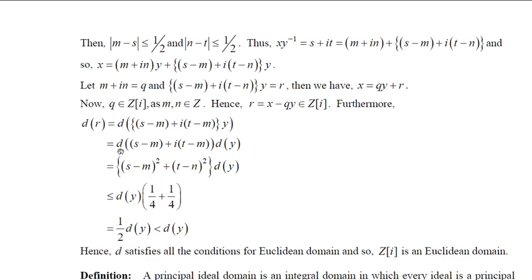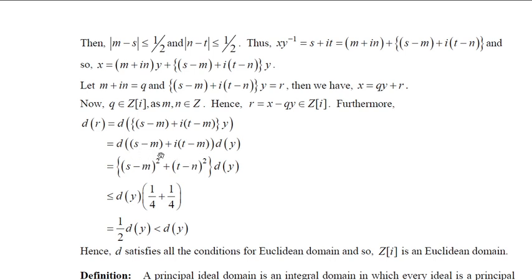If r is not equal to 0, then what is your d of r? D of r is equal to d of, what is your r? We have assumed that r is s minus m plus i into t minus n into y. Now we know that d of xy is equal to d of x into d of y. So because of that reason, d of this into d of y. But d of this is of the form d of a plus ib. What is d of a plus ib? A square plus b square.